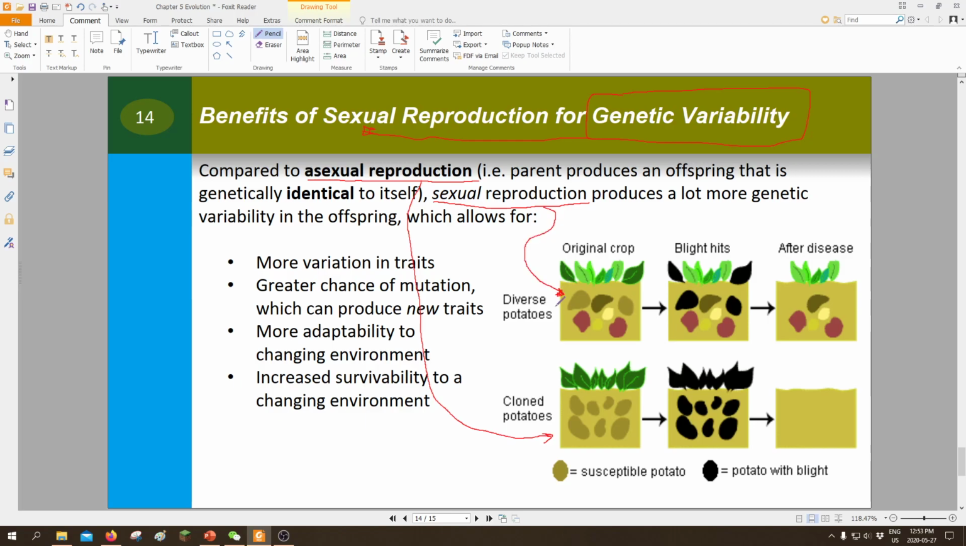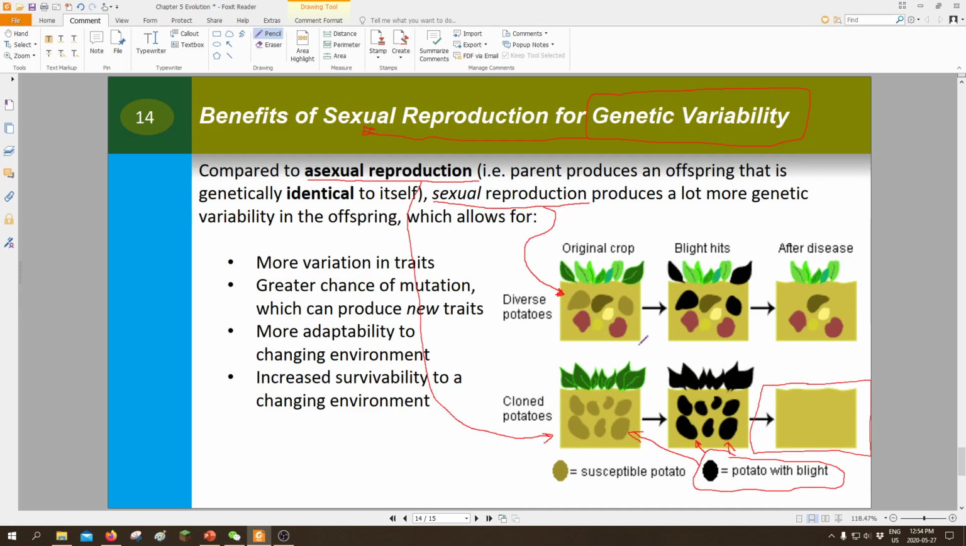Now, when farmers plant different potatoes, sometimes they can be hit with something called a potato blight. Whoa. A potato blight is basically like a disease that can kill the potato. Now, take a look at these cloned potatoes. It just so happens that these cloned potatoes are all weak to the blight. What happens? The blight affects every single one of these potatoes, and guess what? You have no potatoes. Sadness, okay?